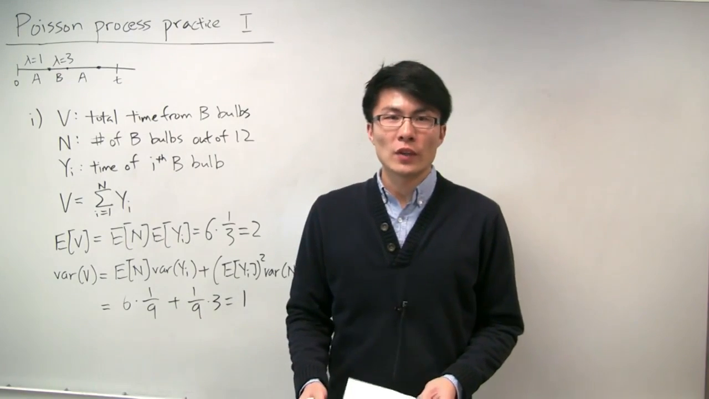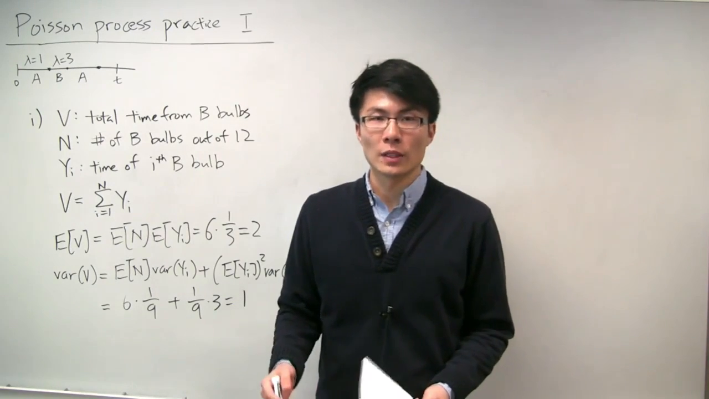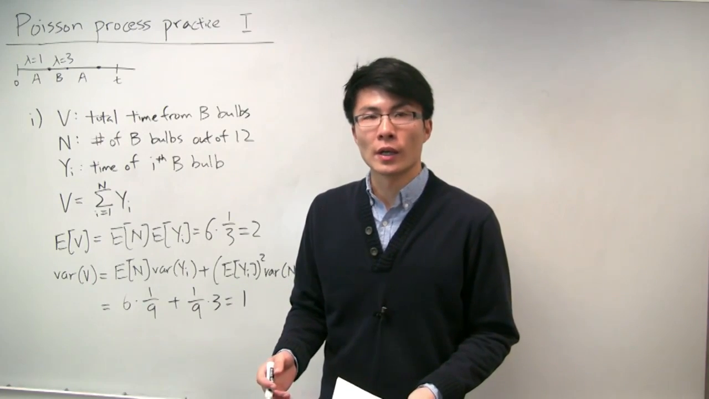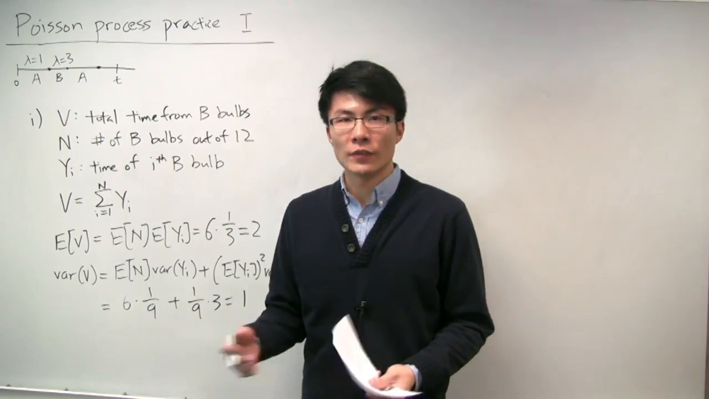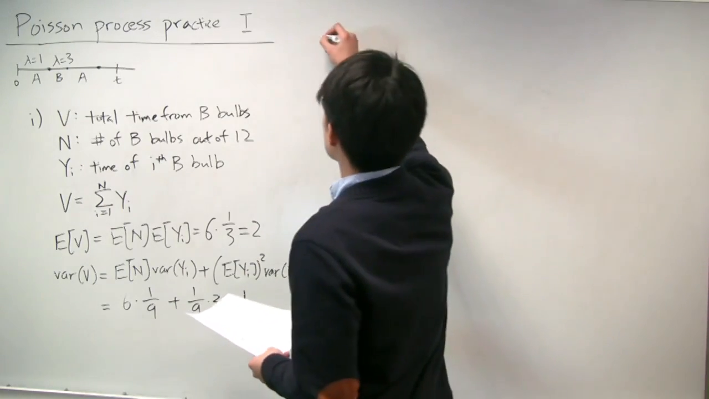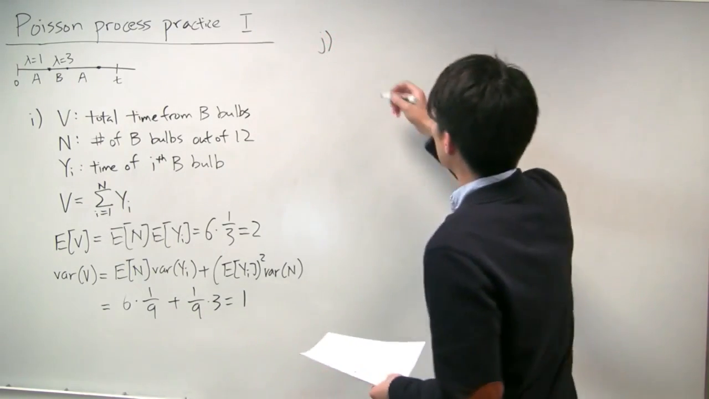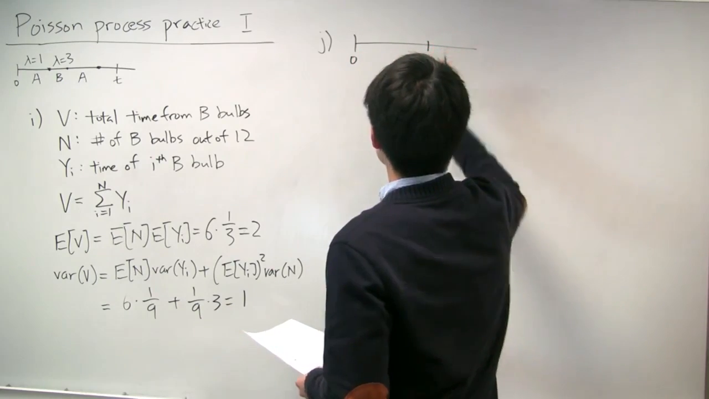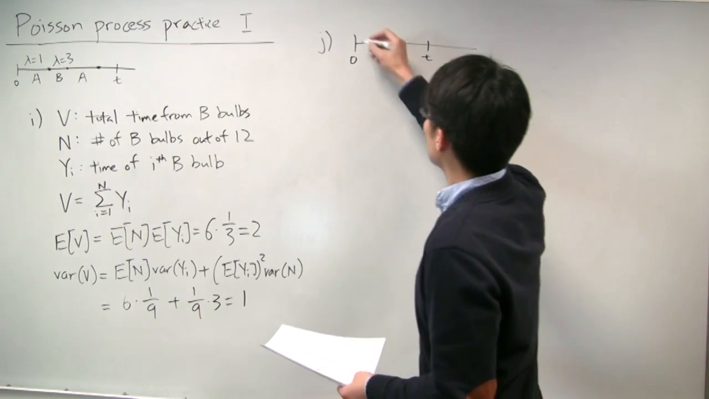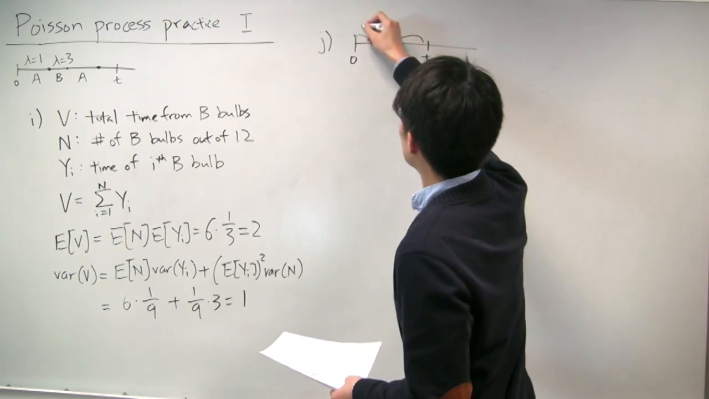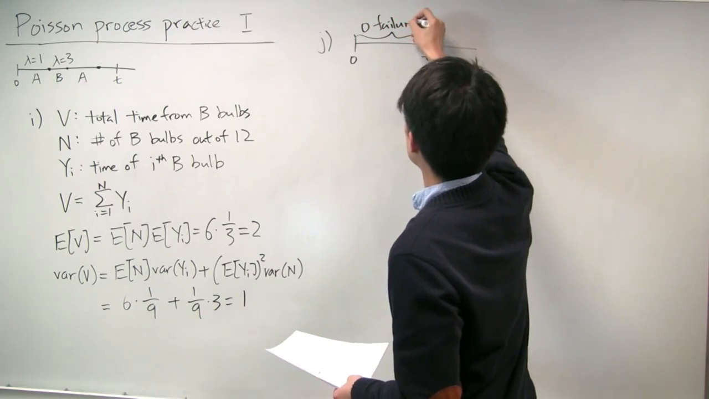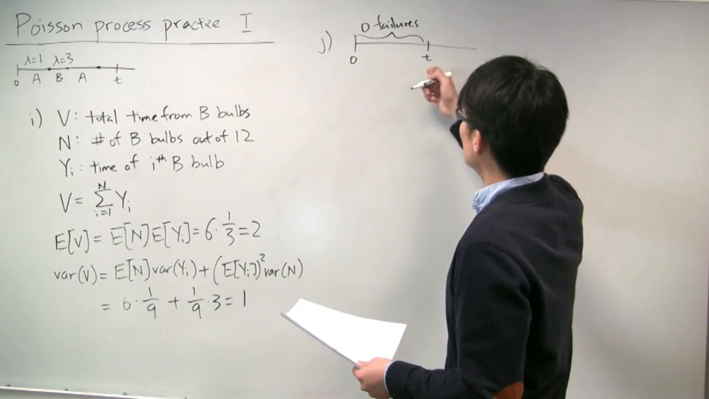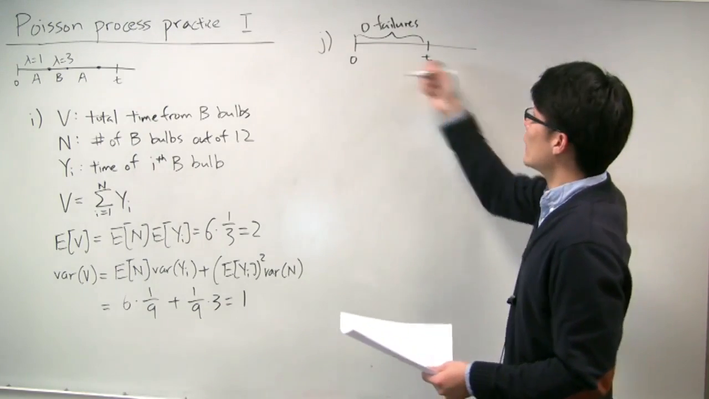In part J, we're given that there are no failures until time t, some time little t. And conditioned on that, we now want to find the conditional expectation of the duration of the first bulb, given that information. So let's draw a picture. Here is time 0, here is some t. And what we're told is that there are no failures from here until here. So no failures. Now, what we want to know is how long the first bulb lasts given that information.